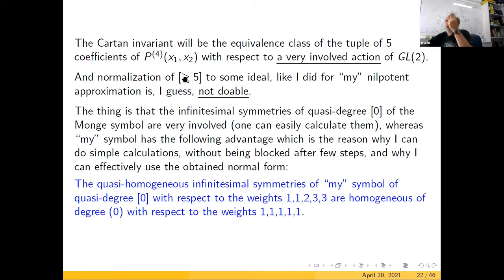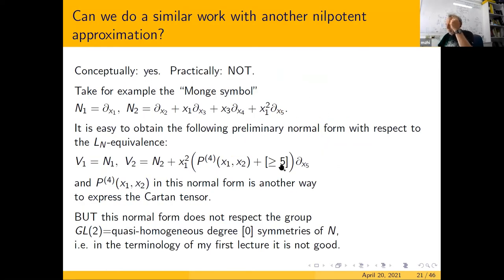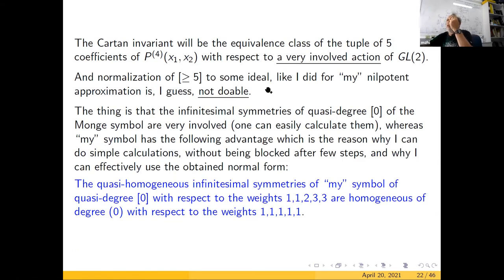And if you want to deal with complete normalization, deeper invariants, so if you want to normalize as I did this part, then to some ideal, I guess you will never be able to do it. If somebody doubts, I suggest to try. I claim that nobody can do it, it's absolutely impossible. But theoretically it's possible. What conceptually we can do for one symbol, we can do for another symbol, because for 2-5 distributions, all symbols are the same. So the main advantage is that all this calculation is simple.